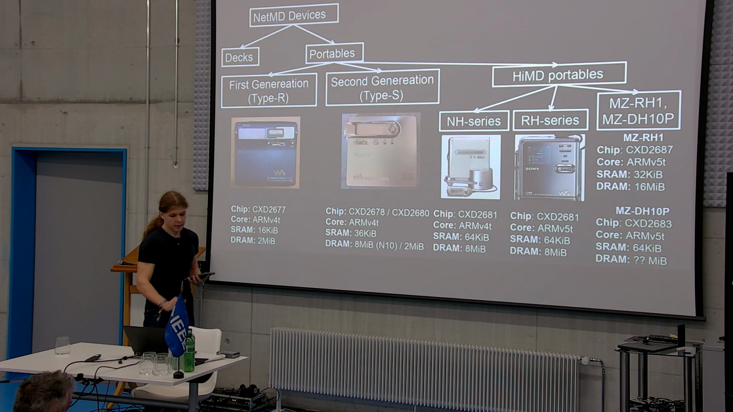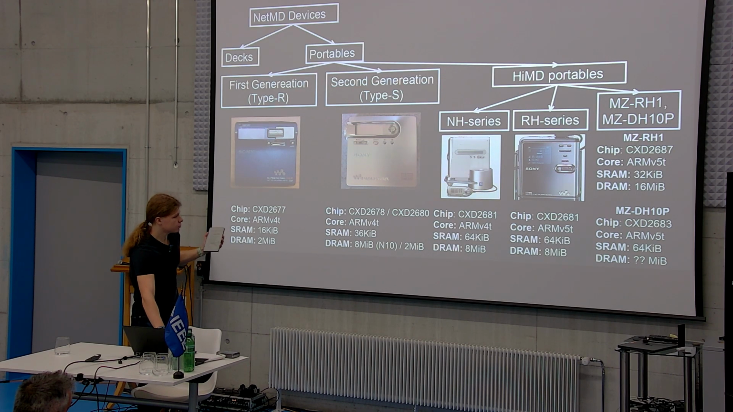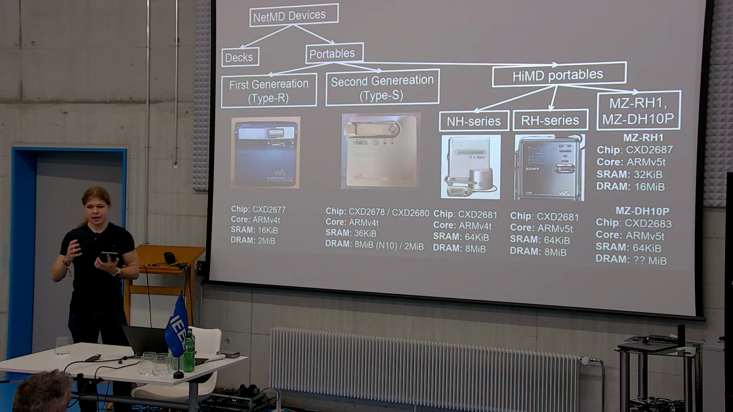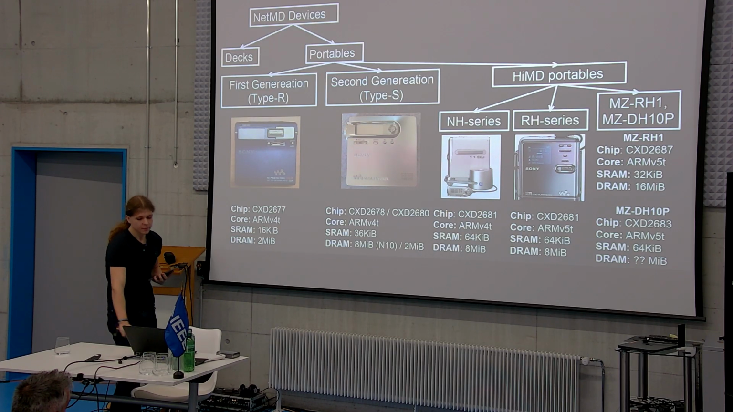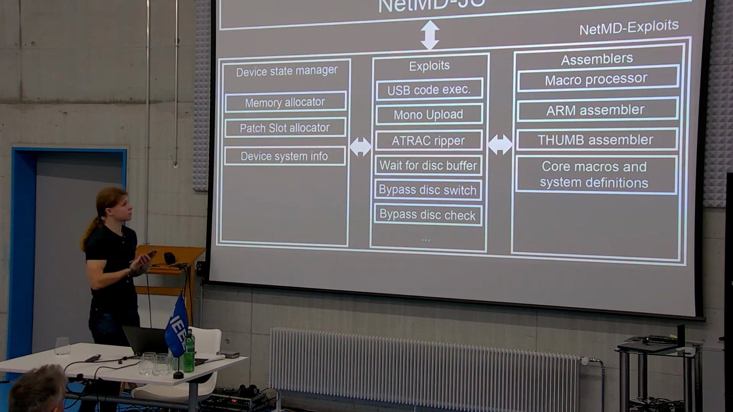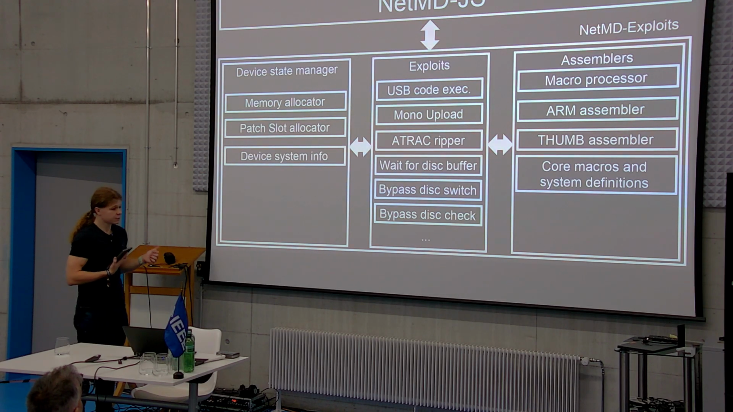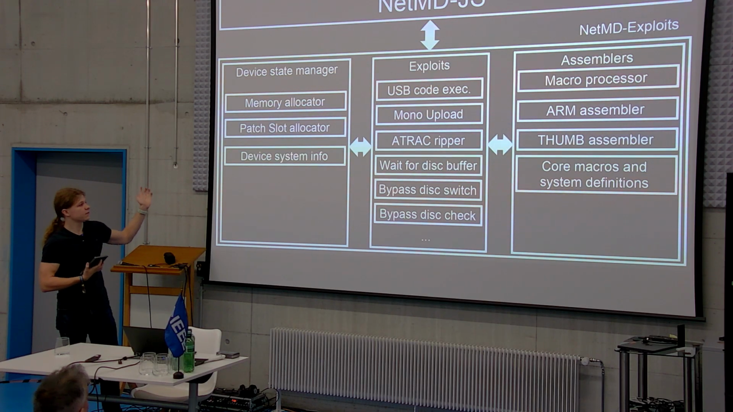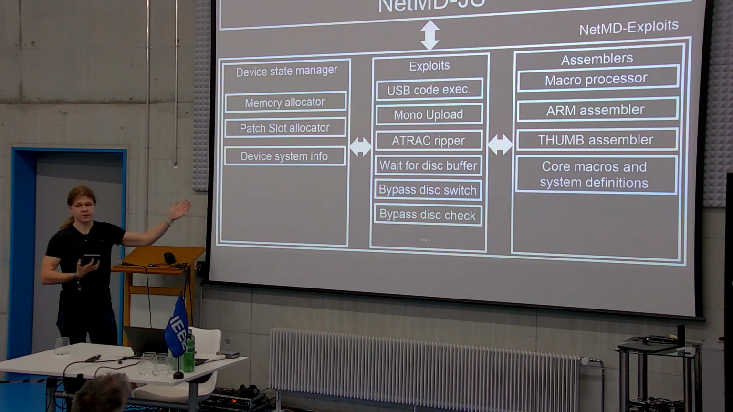But yes, since we now know the differences between these devices, we can try to write a library which acts as an intermediary between a generic exploit code, so a generic feature that we want to add, and the devices themselves. So I wrote such a library. It's called NetMD exploits, and it's written in JavaScript because it extends the features of the web application I mentioned before. So you can see the 3 main components of this library.